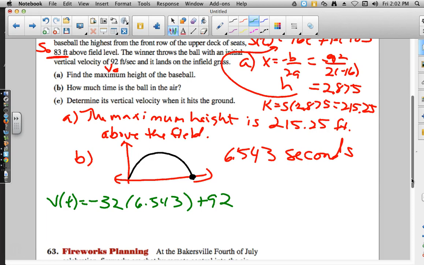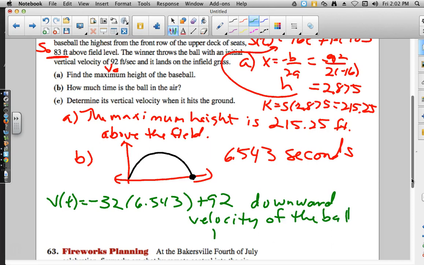So -32 times 6.543 plus 92 comes out to -117.376. So the downward velocity of the ball is 117.376, and this was in feet per second.